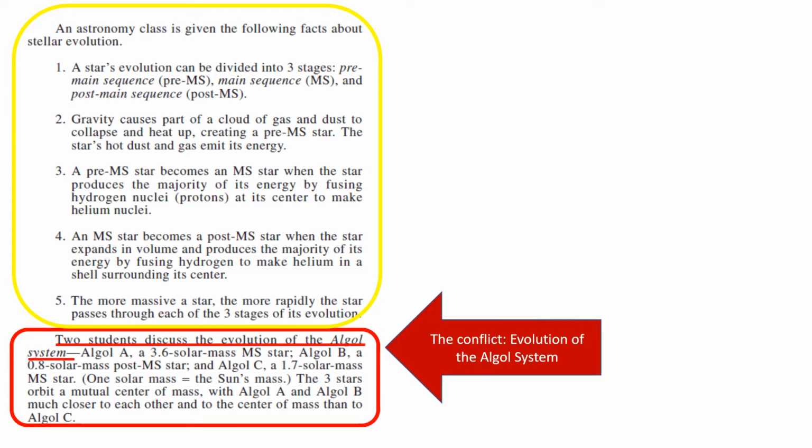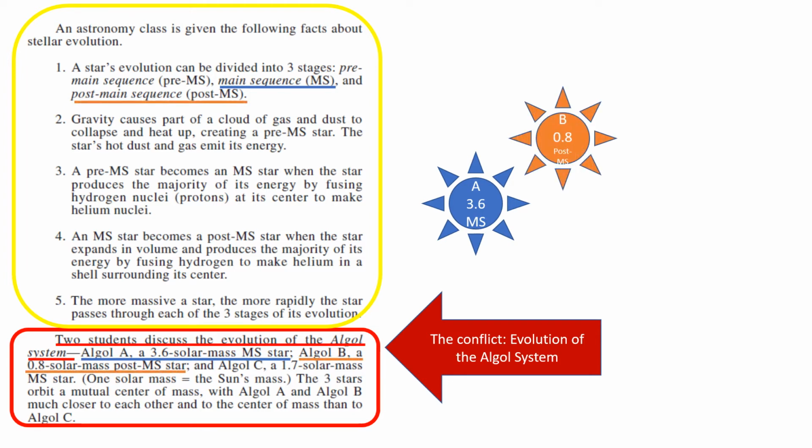Two students discuss the evolution of the Algol system. So then you're going to read, well, what is the Algol system? We have Algol A, a 3.6 solar mass Ilmes star. It tells you up in step 1 what an Ilmes star is, in case you need to find it. Algol B, a 0.8 solar mass post-Ilmes star.